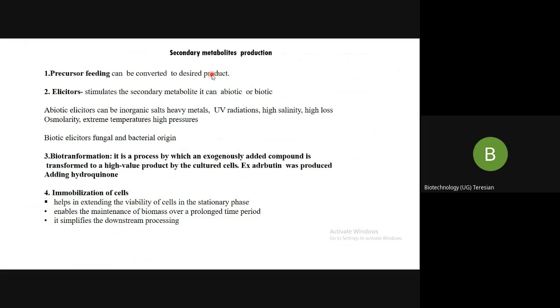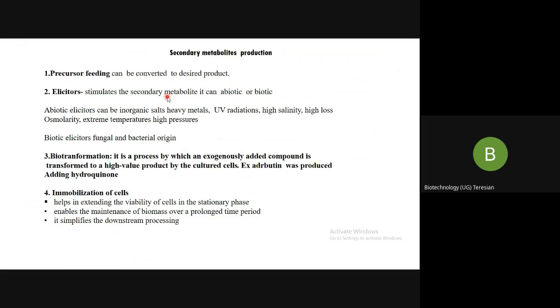Next is the elicitors. Why are these elicitors required? The second parameter we require is the elicitors. Now, what we understand by elicitors is that they stimulate the biomolecules. That is, they are going to stimulate your secondary metabolites. And the process wherein the elicitors stimulate the secondary metabolite production is known as elicitation.